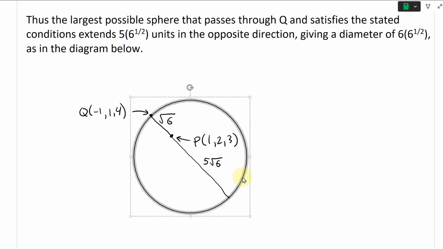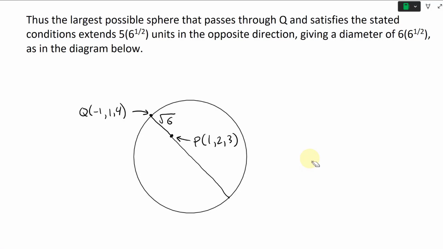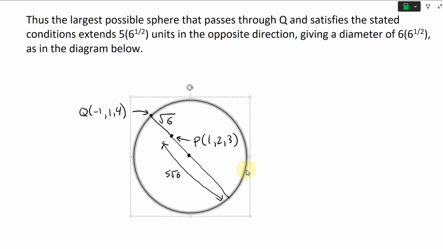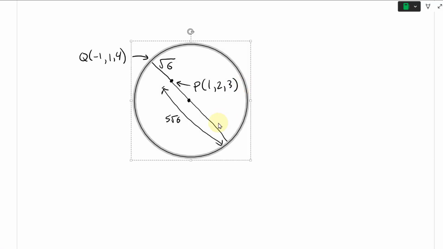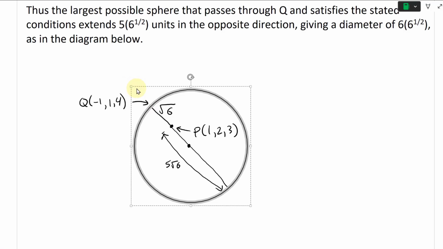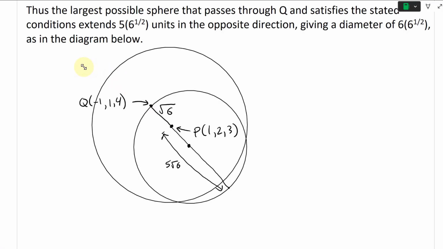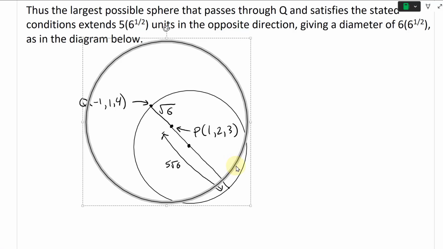So in other words, what we want to do is find the center. What I'm going to do is put this 5 square root 6 like this, because we want to know the center of the sphere. This is what we want to find. But we also have another sphere, just to illustrate that the big sphere is a condition it needs to satisfy. So basically a sphere within a sphere. This is going to be right here, but then the center of this is going to extend all the way until the center is at P.